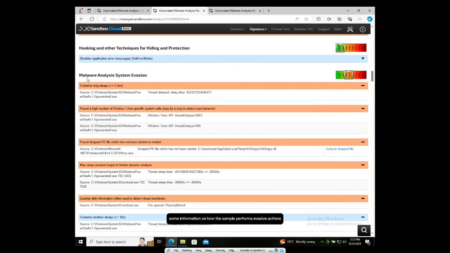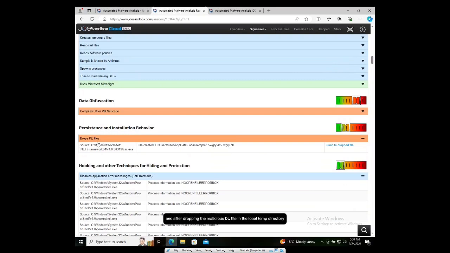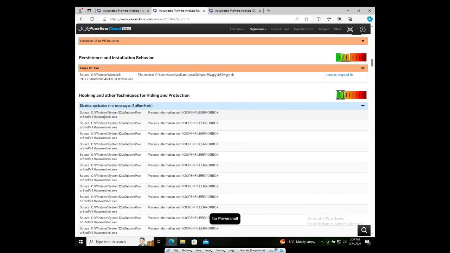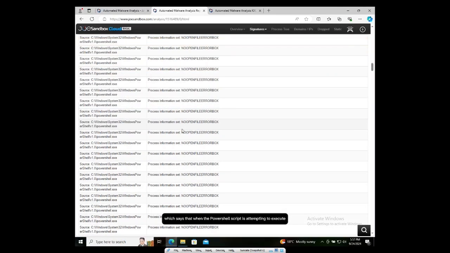Some information on how the sample performs evasive actions in JoeSecurity's dynamic analysis is that there is a thread sleep time for the PowerShell executable, which we can see is set here. There's also an additional thread sleep time on the service host executable, listed as 30,000 seconds. And after dropping the malicious DLL file in the local temp directory, we can see that the keylogger attempts to disable application error messages for PowerShell, with the process information set to no open file error box, which shows that when the PowerShell script is attempting to execute, it doesn't want any errors to show on the virtual machine.